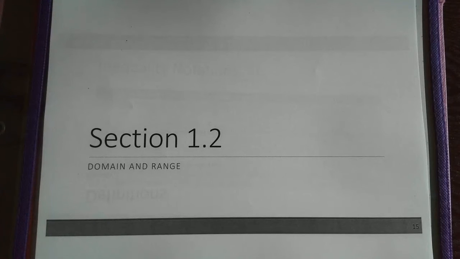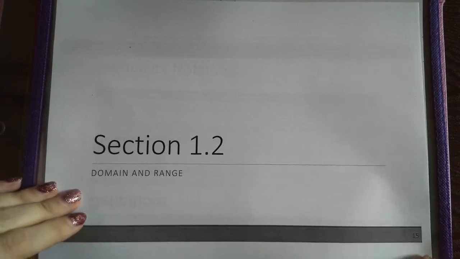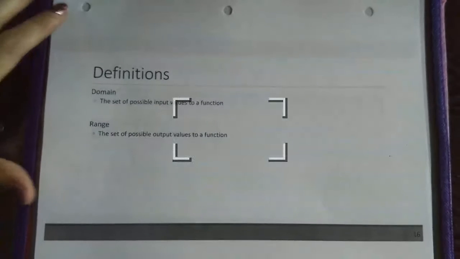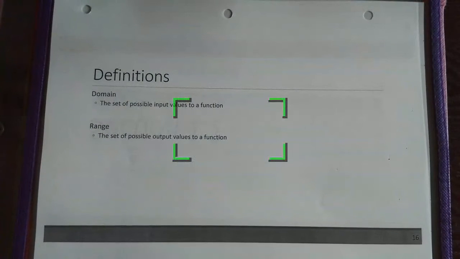In this video, we will be taking a look at section 1.2, which covers domain and range. The domain is going to be the set of possible input values to a function, and the range is going to be the set of possible output values to a function.